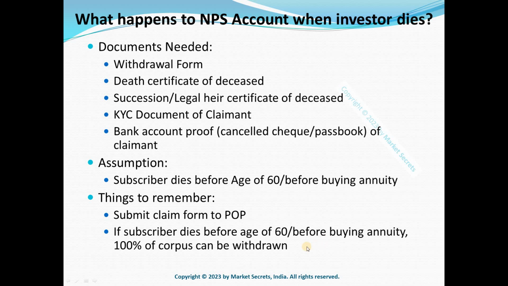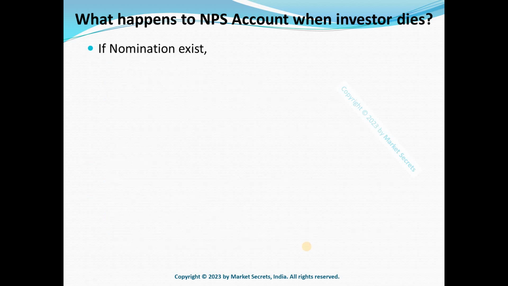Okay, so that is why I mentioned this is a very critical criteria, because if they have bought the annuity plan, the process will be completely different. We'll talk about it in later episodes. So in this episode, we are talking about the subscriber who dies before the age of 60 and hasn't bought the annuity plan so far. Okay, so now moving to the claim process.